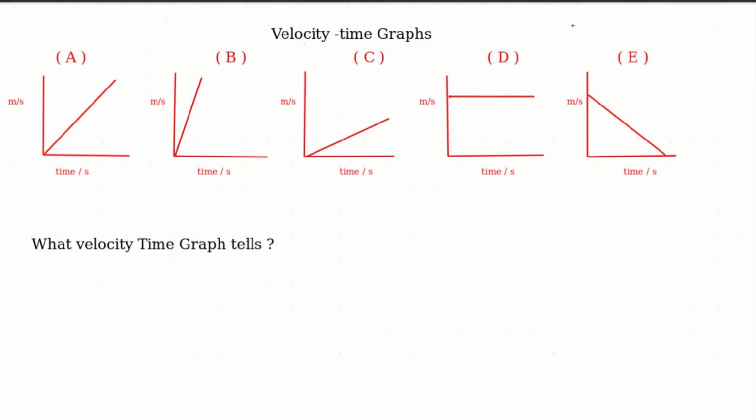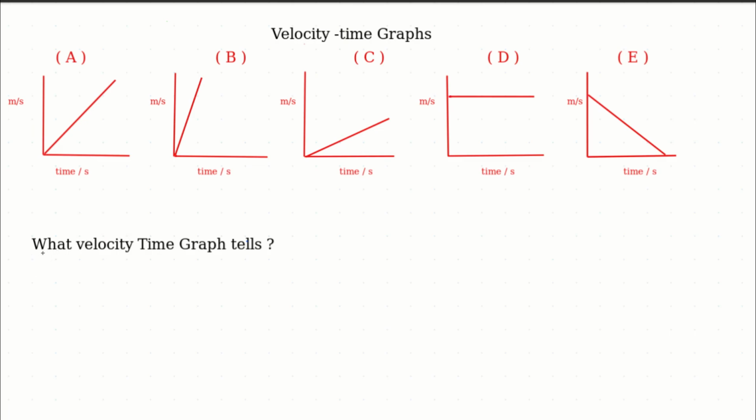In today's video, we are going to talk about velocity time graphs. As you see here, we have 5 different velocity time graphs. Each one has a different interpretation or description. Before we jump into describing these velocity time graphs, let us first answer a very important question: what do velocity time graphs tell or show?